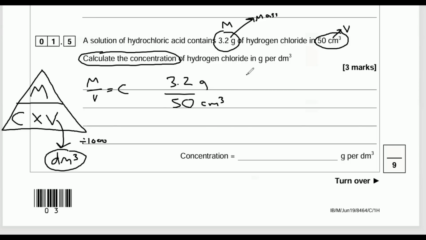marks. So your best bet is to do 3.2 divided by brackets 50 divided by 1,000. And that is the same as saying 3.2 over 0.05. And if we do that, Bob's your uncle, Fanny's your aunt, 3.2 divided by 0.05, that is 64. And the answer for three marks, boom, is 64 grams per decimeter.